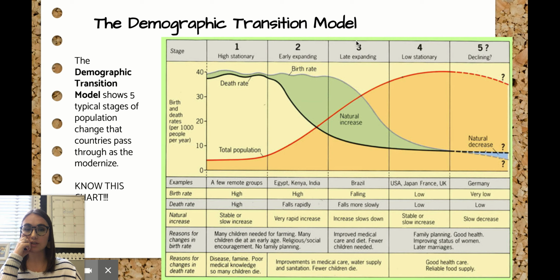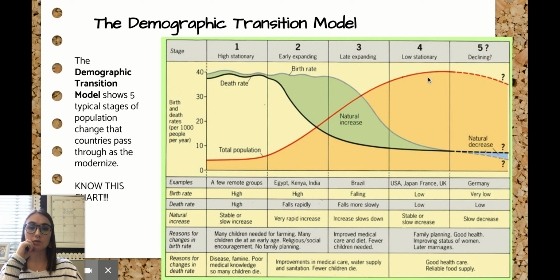So that is stage 3. Stage 4 is where most of your developed countries are. So stage 4 is low stationary. The birth rate gets very low, and the death rate is still low.